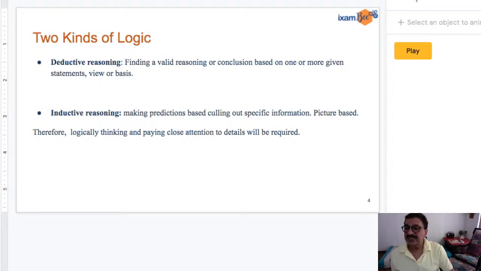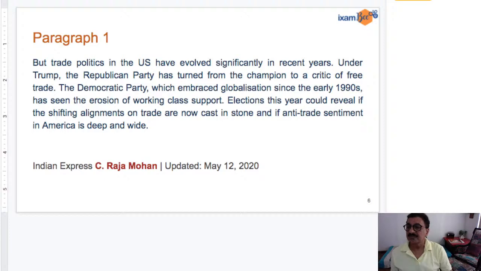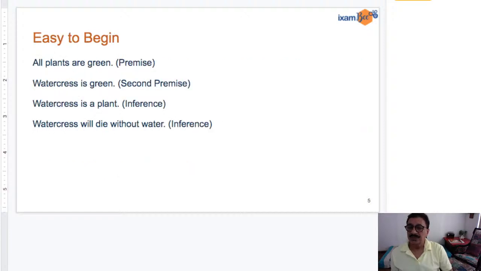So we are clear with the deductive reasoning, and let's go to our next slide. Let's give you a very simple and easy example. To begin with, I said all plants are green. Our para will have certain premises in it, and certain inferences that we can draw from the premises. So first thing is all plants are green. That's the statement I'm making. That's premise number one. Watercress is green. This is the second premise that I'm making.